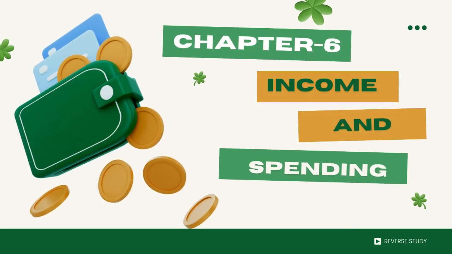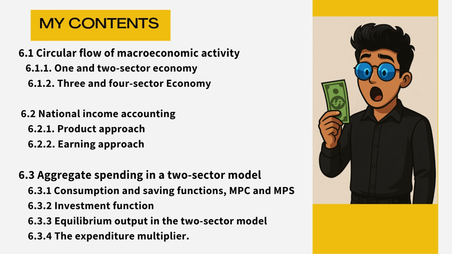Today I will be presenting chapter 6, Income and Spending in Macroeconomics. This chapter covers how money flows in an economy, how we measure national income, and how aggregate spending affects economic equilibrium. We will go through different economic models starting with a simple two-factor economy and gradually adding the government and foreign trade to understand their impact.